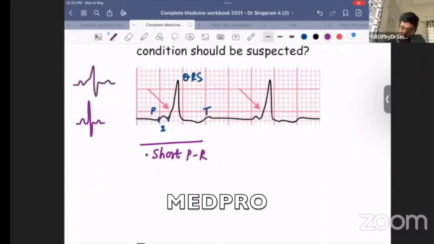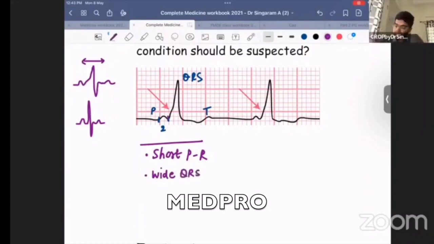Any comments about the duration of QRS? First of all, is it a narrow QRS or a wide QRS? Can you see that? From here it is starting, and here it is ending. How much? It is something like 4 boxes. So definitely it's a wide QRS complex, almost 4 boxes. It's a wide QRS complex, number one.